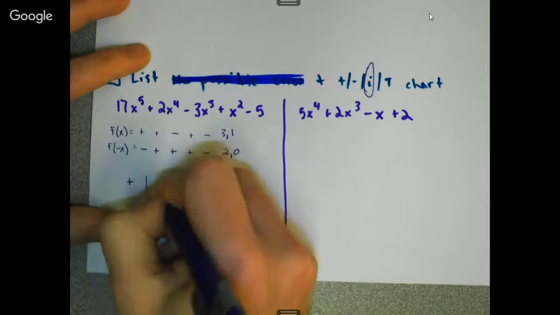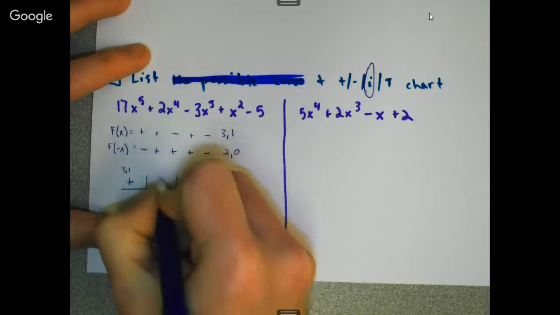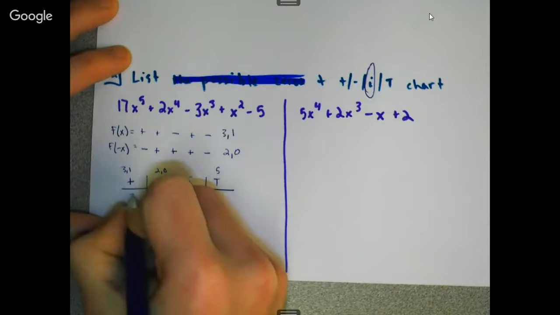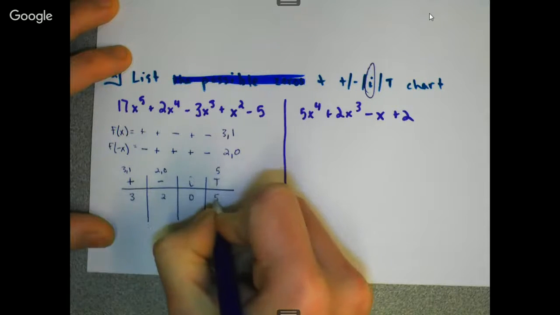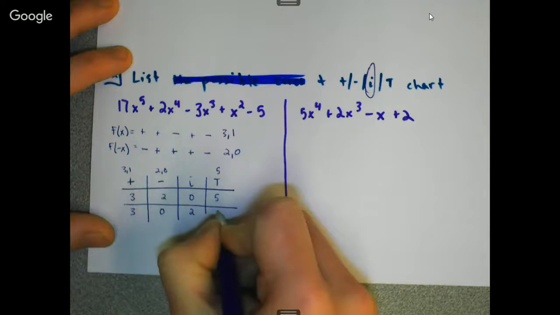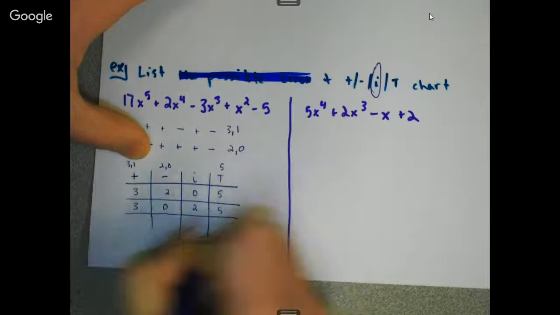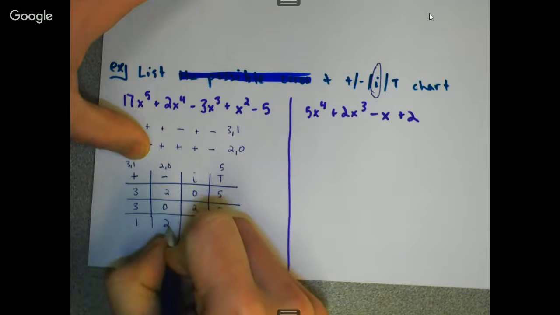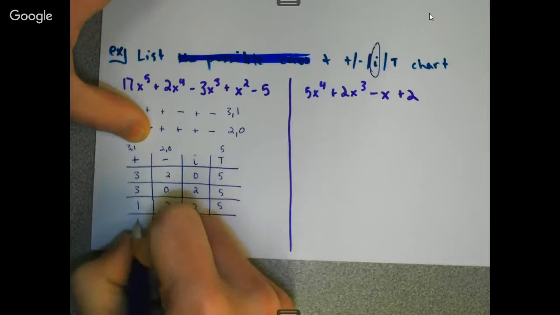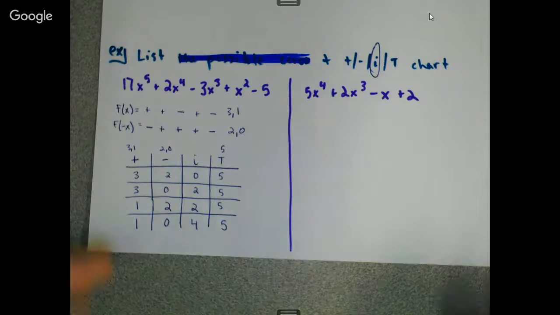So we got plus, minus, i, t. For positive, we had 3 or 1. For negative, we had 2 or 0. The total will be your highest exponent, so 5. So here I could have 3, 2, 0 imaginary for a total of 5. I could have 3, 0 here, 2 imaginary for a total of 5. Again, we're doing all the combinations of these numbers. Now I can have 1 here, 2 here, 2 here for a total of 5. And here I can have 1 here, 0 here, 4 imaginary, again for a total of 5 zeros.